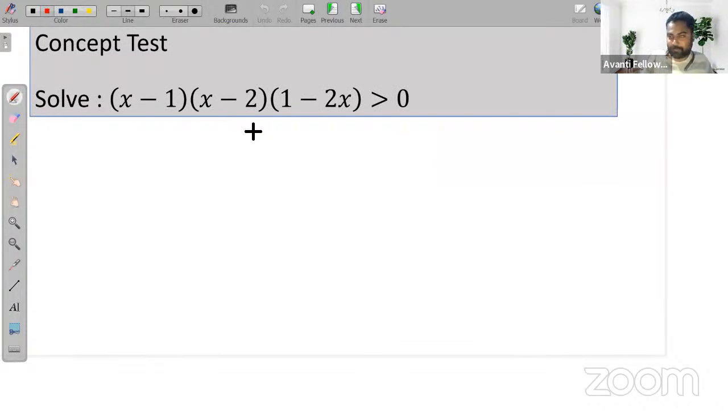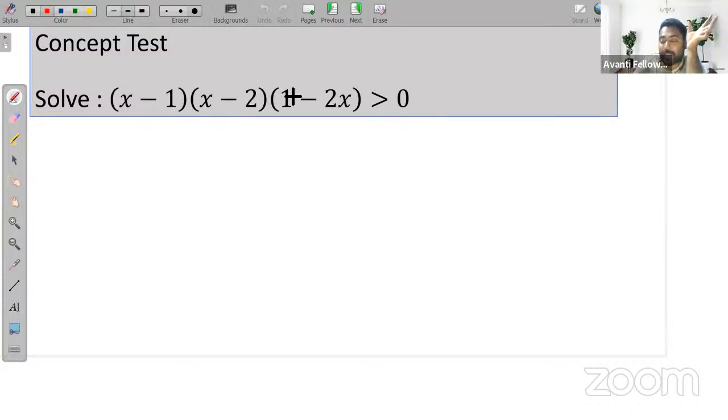First you have to check whether all the factors are already in the proper form or not. Let's check. In the first factor, the coefficient of x is 1. That is positive, no problem. In the second factor, x minus 2, the coefficient of x is 1, no problem. But in the third factor, we have a negative coefficient for x, right? So what do we have to do? First, we'll make it positive.